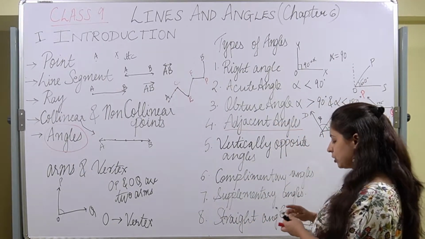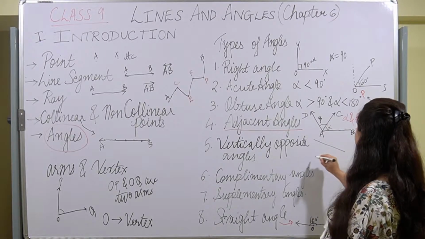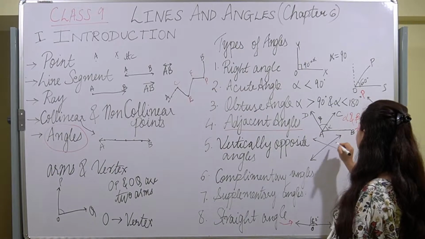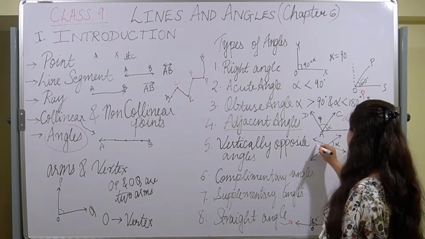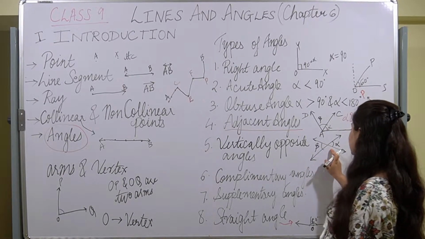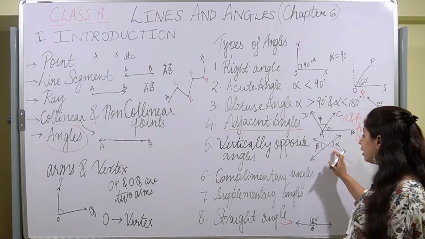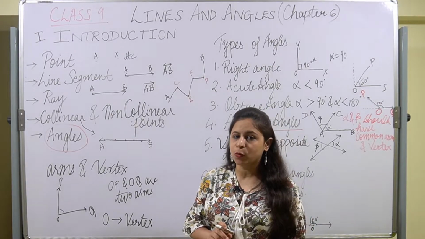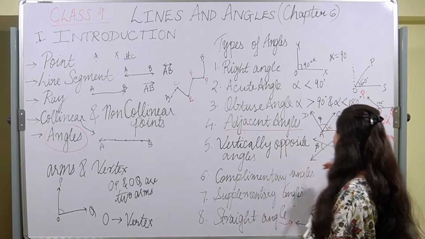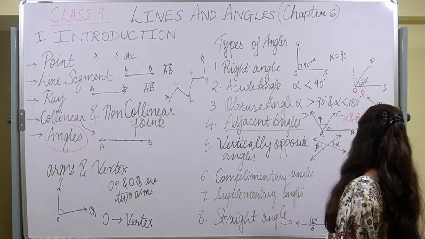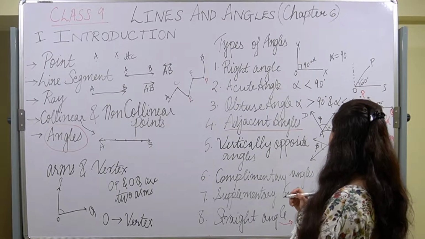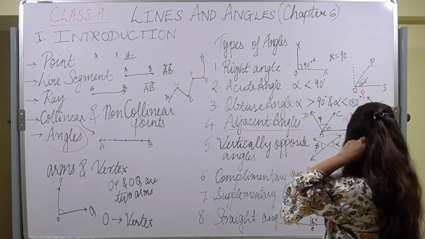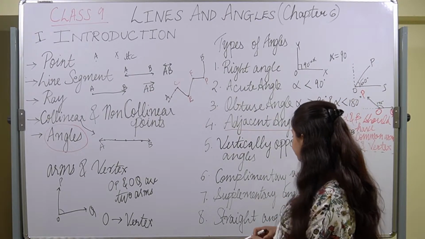Then vertically opposite angles. If two line segments or two rays intersect each other, then the angles formed are vertically opposite angles, and always the vertically opposite angles are equal. So I can directly write over here alpha is equal to beta.